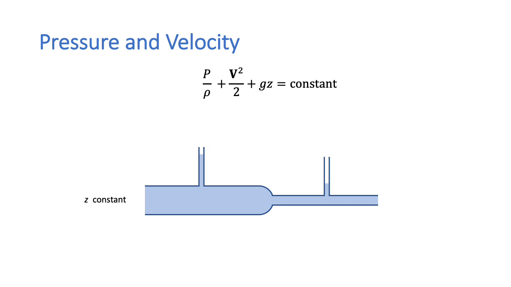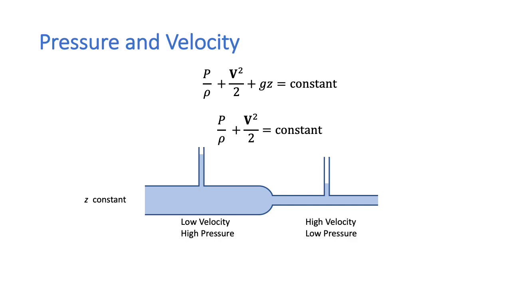We can therefore ignore changes in z, and Bernoulli's equation simply becomes P upon rho plus V squared upon 2 is equal to constant. Therefore, in the first part of the duct, where we have low velocity, we have high pressure. In the second part of it, we have a high velocity, which means that we have low pressure. And we can see this change and measure it by the height that the fluid rises in those two capillary tubes.